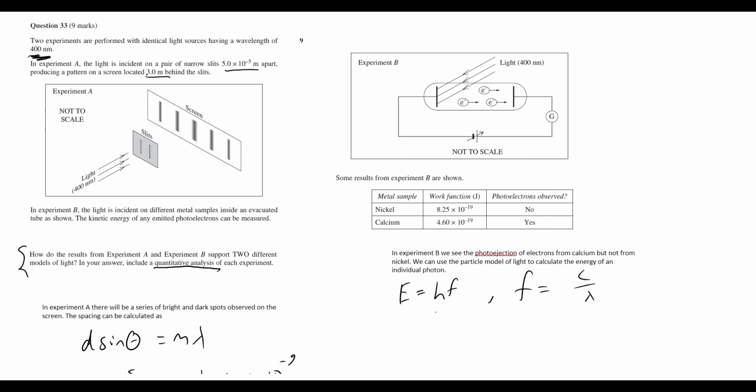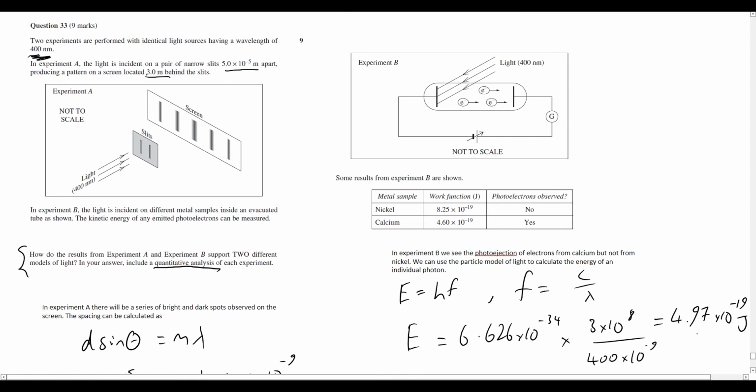So now if I wanted to figure out the actual energy associated with one photon with the wavelength of 400 nanometers, all I need to do is just fill this in. So the energy is equal to 6.626 times 10 to the negative 34, times c over lambda, so it's going to be 3 times 10 to the 8 divided by 400 times 10 to the negative 9. And that will give us a value of about 4.97 times 10 to the negative 19 joules. And there we go. So that's the energy associated with one photon.